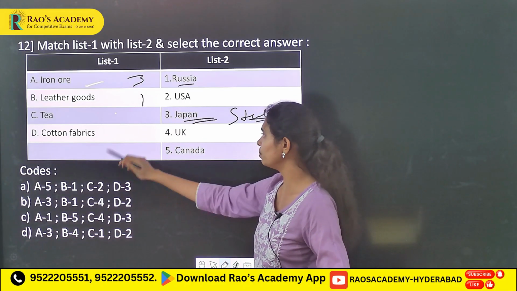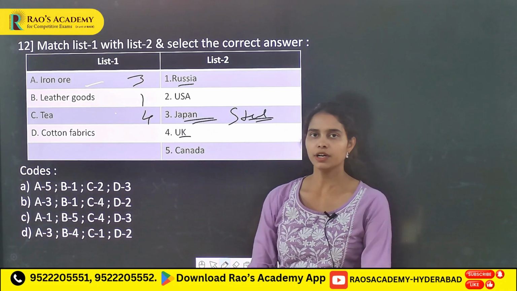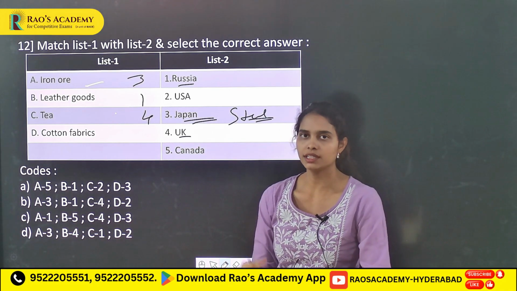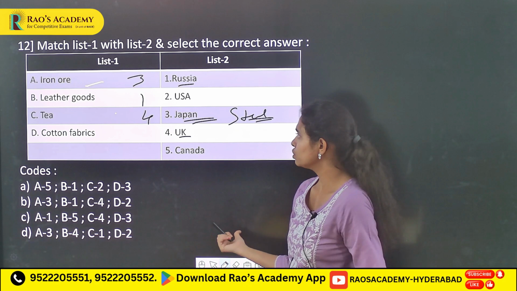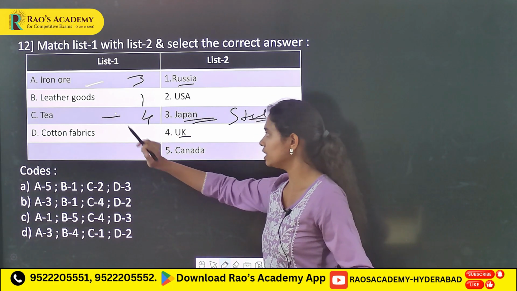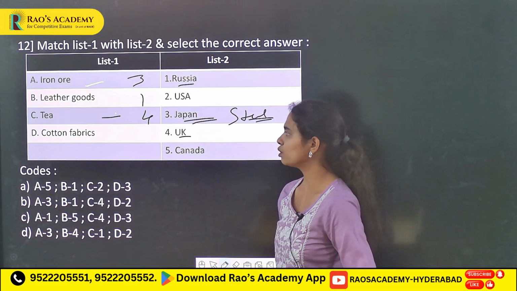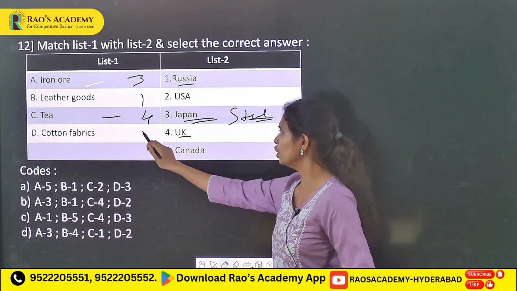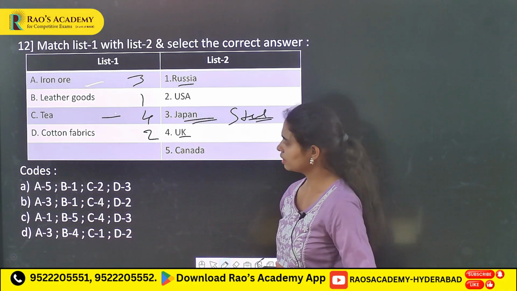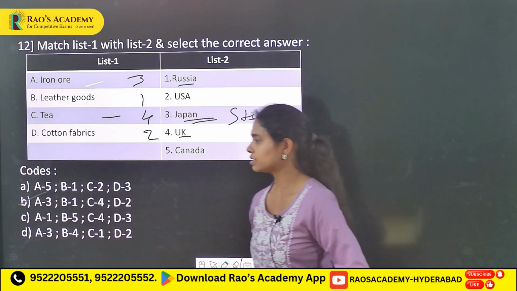Then followed by tea. Usually it is UK, because UK, having colonized India for about 2 centuries, has greatly got addicted to tea and the habit of drinking tea. Then followed by cotton fabrics. These cotton fabrics were greatly exported to USA. So with regard to that, the correct code is 3142, that is option B is the correct answer.